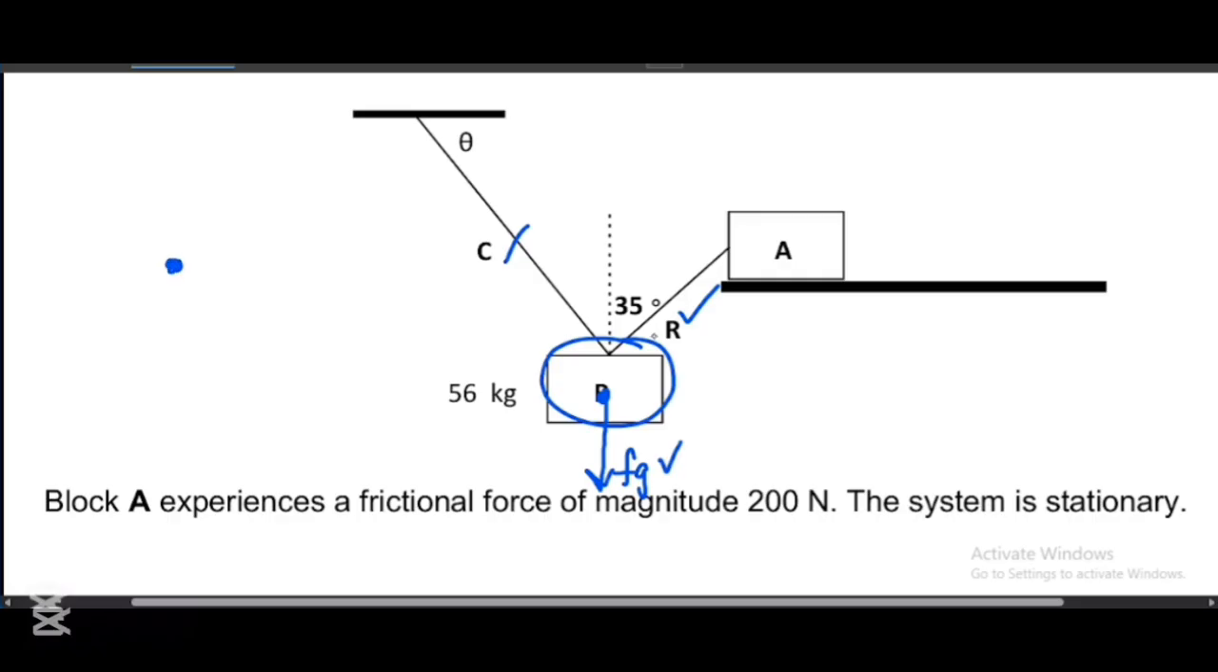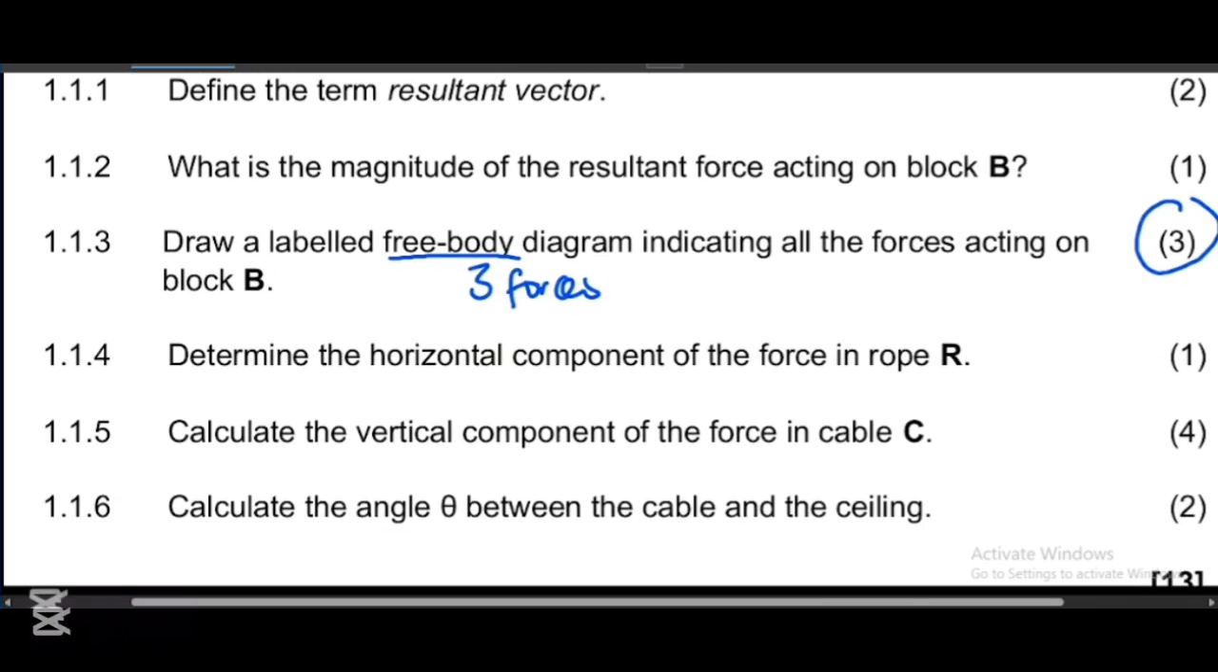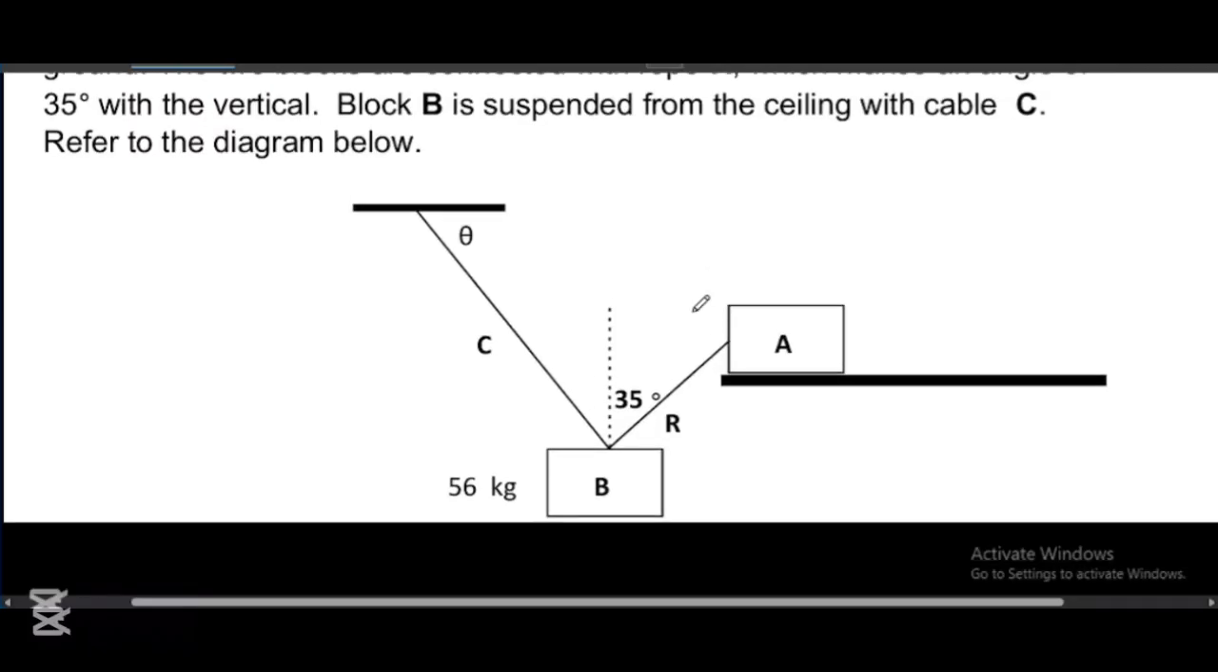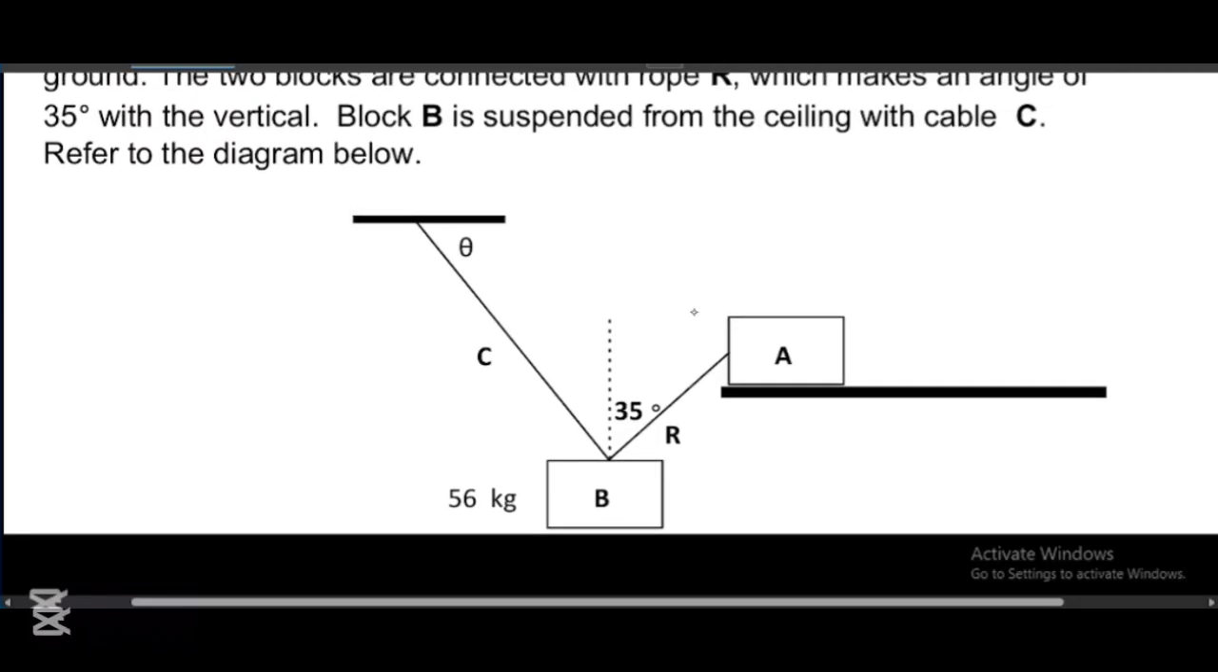So now let's draw the free body diagram. The other one is going this direction. So this is tension C and tension R, and then Fg, or you can say W for weight, right? Question 1.4 says that we have to determine the horizontal component of the force in rope R. Remember, we were given the frictional force, which was equal to 200 newtons.